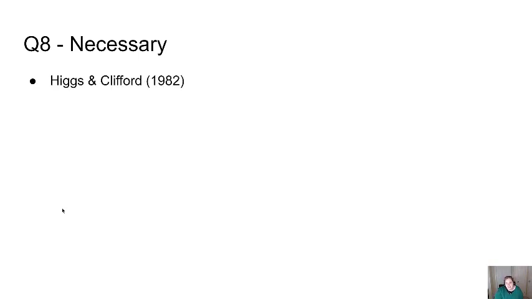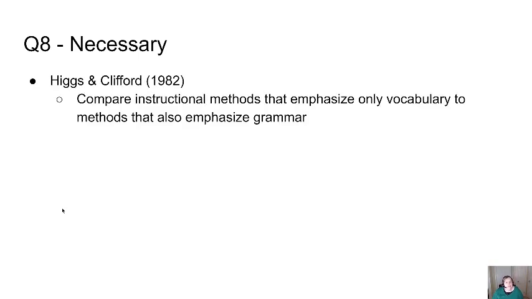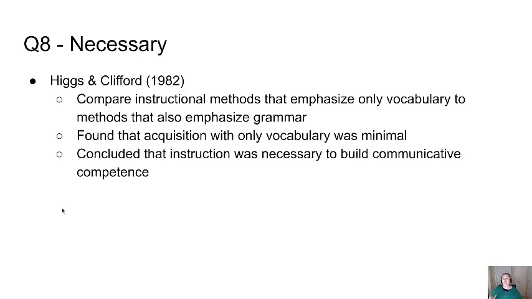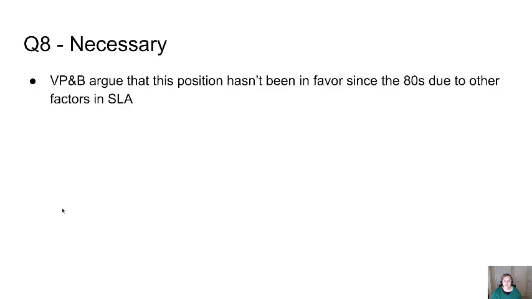However, Higgs and Clifford, 1982, said it was necessary by comparing instructional methods that emphasized only vocabulary to those that emphasized grammar. They found that learners improved only minimally when the vocabulary was emphasized, which sounds a lot like focus on meaning versus focus on form, but you know. So they concluded that instruction was necessary. Okay, that's not a lot of data.